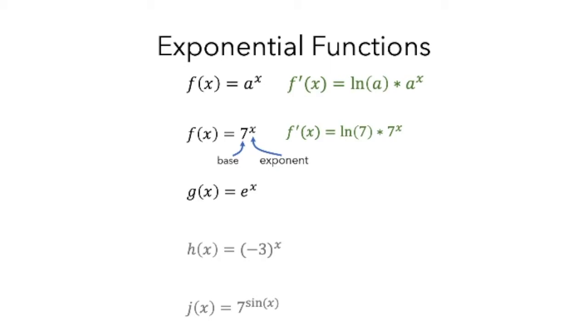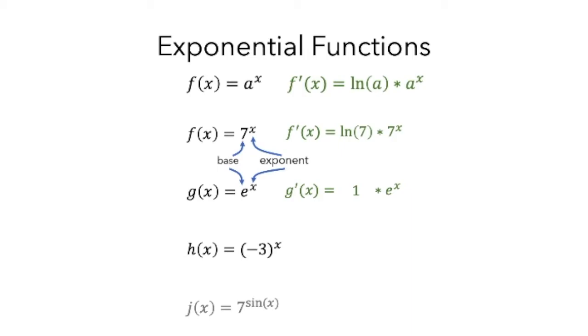For g of x equals e to the x, you can see that the base is e, which represents a number, and the exponent is just x. So we can use the rule, and the derivative will be natural log of base times original f of x. You should remember that the natural log of e is just 1. So in this case, the derivative function g prime of x is just e to the x.